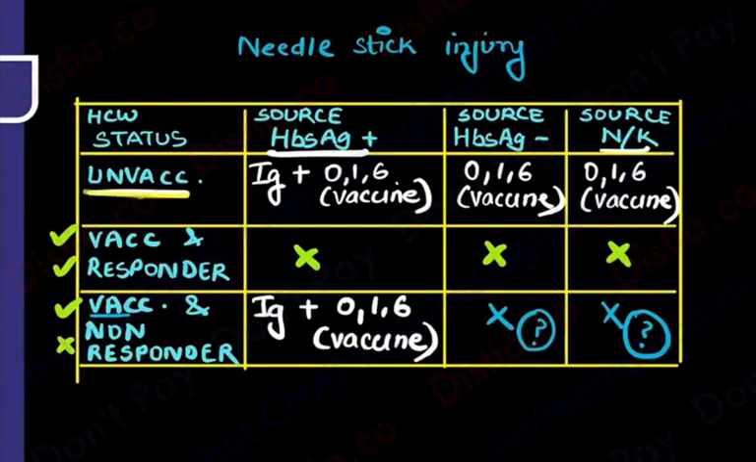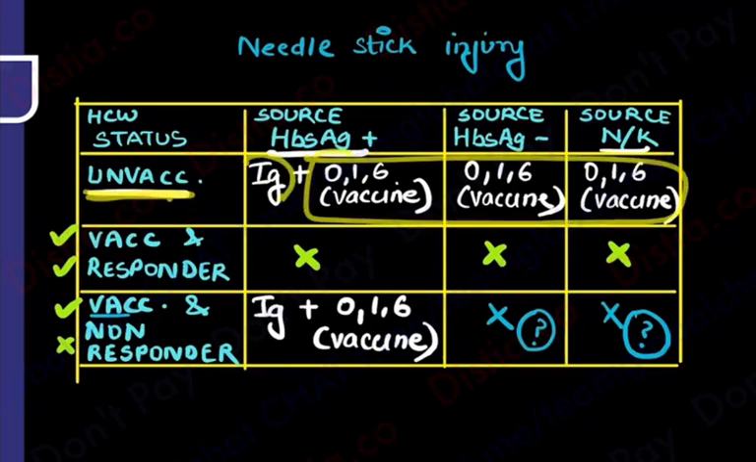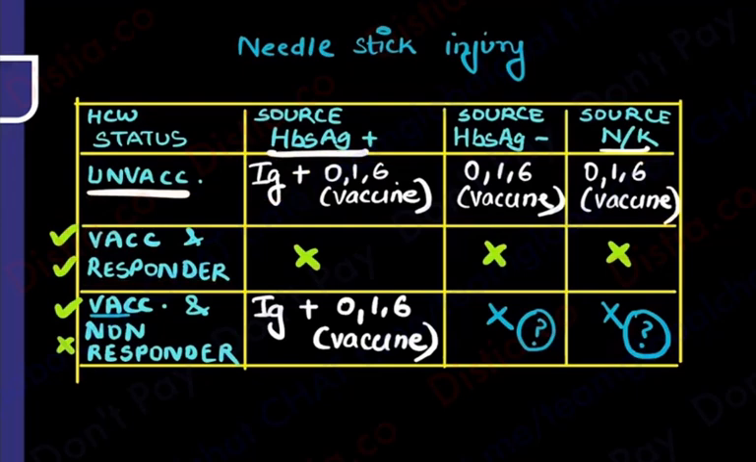So simple. If you are unvaccinated and you get a needle prick injury, you should know, if you are unvaccinated, first get the vaccine done from now. But if you are unvaccinated, anything anytime happens, you will always have to take the vaccine, 0-1-6. Additionally, you will take immunoglobulin if your source turns out to be positive. If you are vaccinated and a responder, you are the safest person on this planet. Again, some people still take it up for precautionary measures.